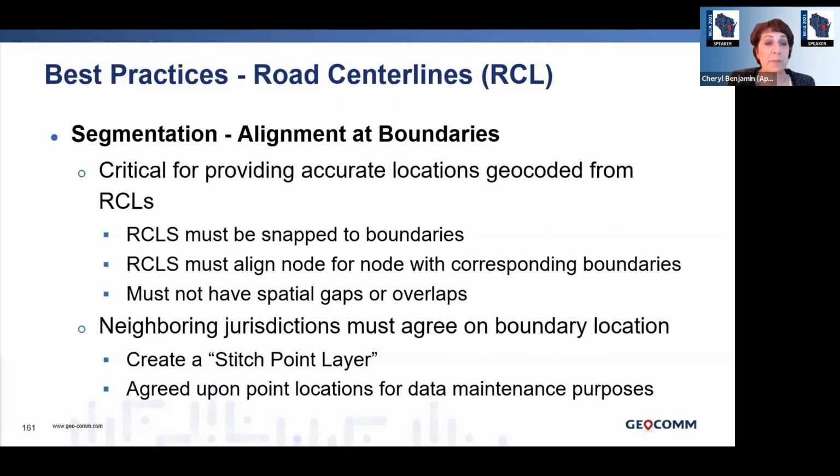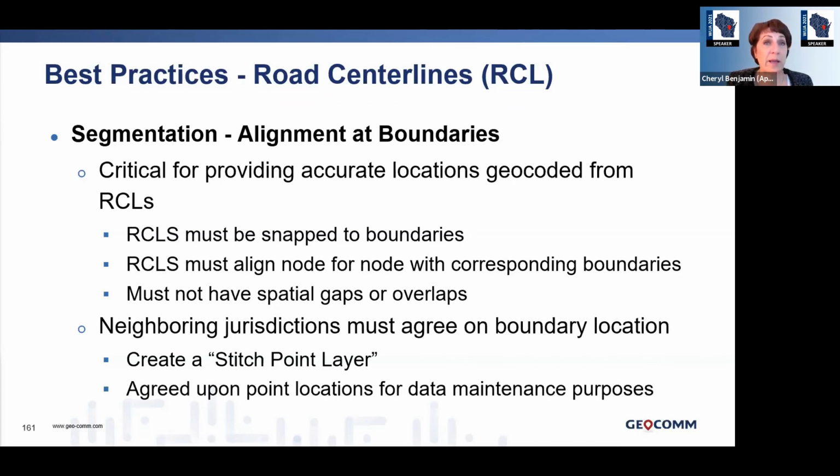Therefore, you want to make sure your road center lines are snapped at the boundaries. And if you have a road, like a county line road that falls along a boundary, that it aligns node for node with that corresponding boundary. And again, you're making sure that you don't have any spatial gaps or overlaps.